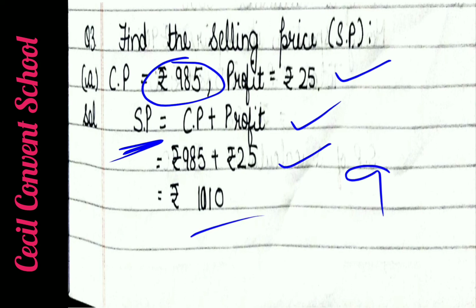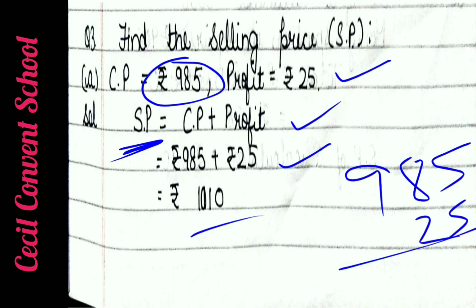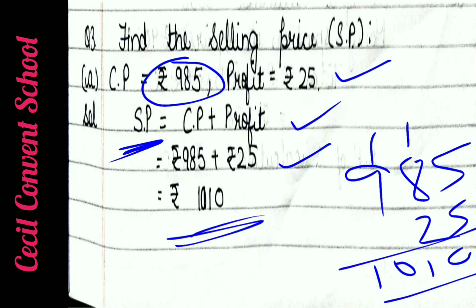How? 985 plus 25, you do 5 plus 5 is 10. 8 plus 1 is 9, 9 plus 2 is 11. So 1 will go here, it will come 1010. So you write a rupee sign also, because it's a profit and loss chapter, so rupee sign is mandatory. If you do not put it, your marks will be deducted.